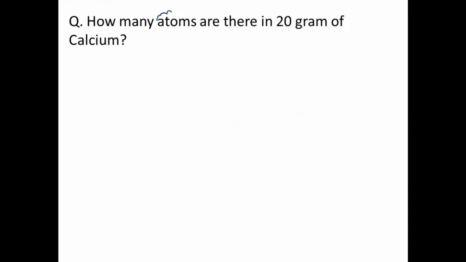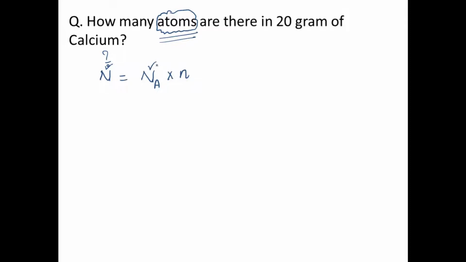In this question, we have to calculate how many atoms, that means how many particles. So we'll be using formula 1, which I have shared with you prior. How many atoms are there in 20 gram of calcium? So we use the formula that number of particles could be number of atoms, number of molecules, or number of ions. So number of particles is equal to Avogadro number times number of moles. Now, number of atoms?